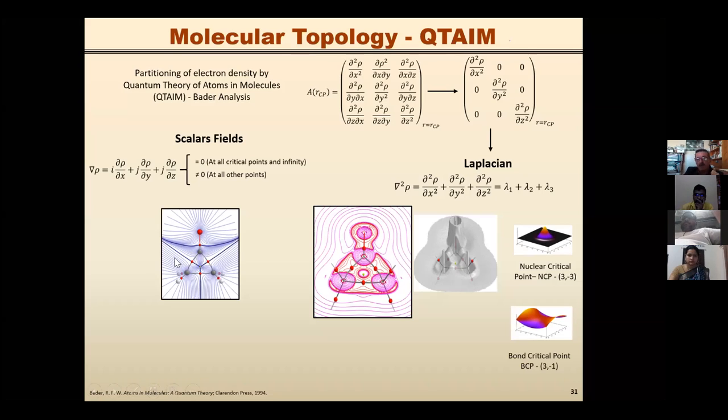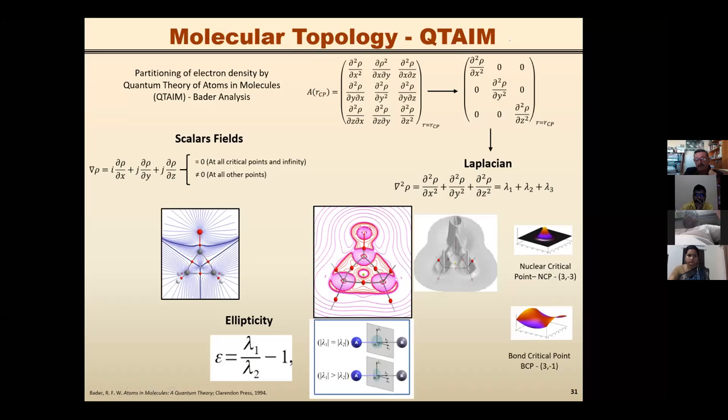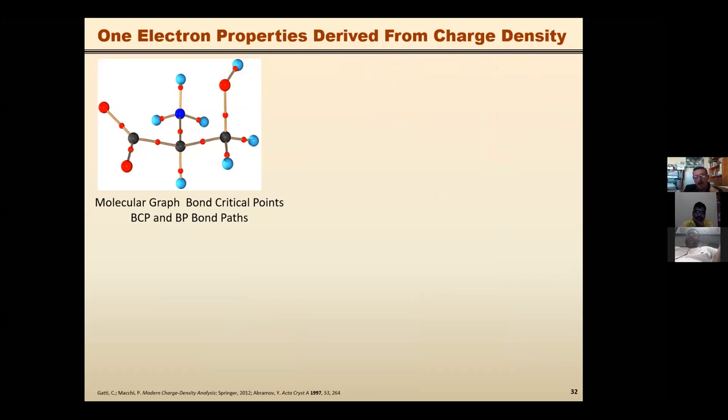As you see here, this critical point will give information about the ellipticity of these bonds, meaning how pi or how sigma, or how concentrated and polar your interaction is. And this gives you what is called a molecular graph. You have the carbons, the nitrogen, the oxygen, and the critical point here in red, that shows you where the density starts for one atom and the other, and shows you, for example, the polarity: the bigger here for the oxygen, the smaller here for the carbon, and the critical point closer to the carbon.